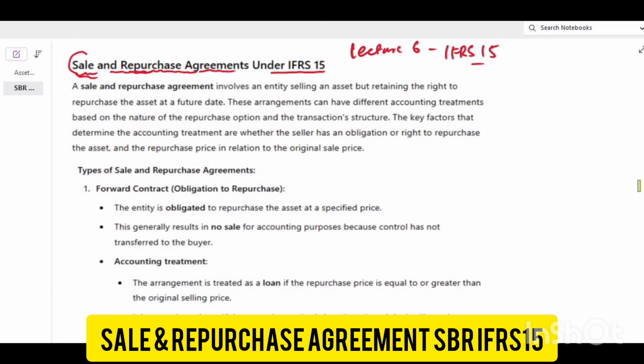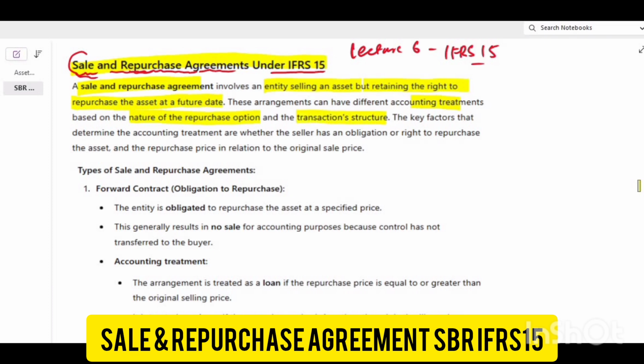Okay, this is the sale and repurchase agreement under IFRS 15. A sale and repurchase agreement involves an entity selling an asset but retaining the right to repurchase the asset at a future date. Clear? Now, these arrangements can have different treatment, depending on the nature of the repurchase option and the transaction structure.